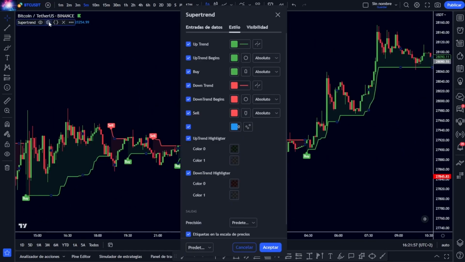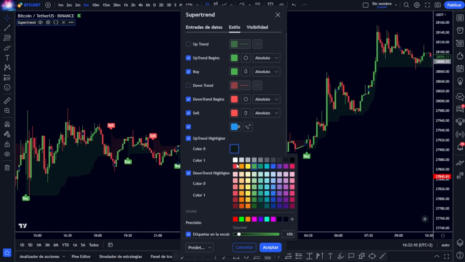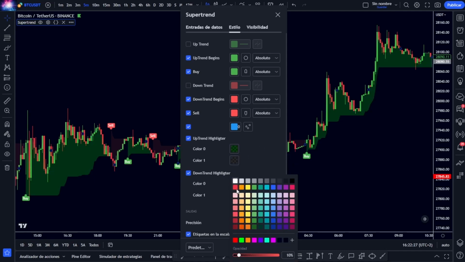The first thing I'm going to do is to go to the configuration part, and I'm going to remove some lines that, simply for aesthetics, will help us to make the graph cleaner. I personally also give a little more striking color to these waves, to be clear at all times everything that is happening in the market.